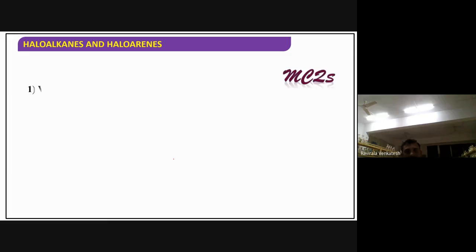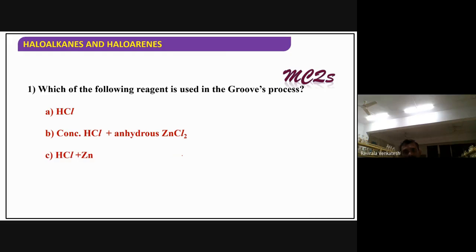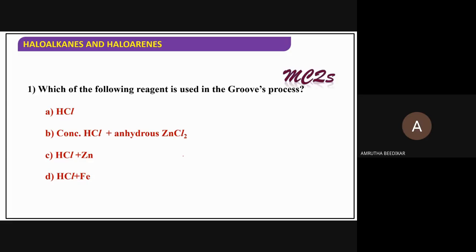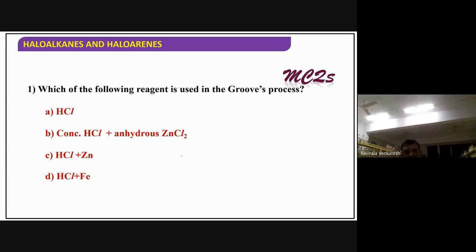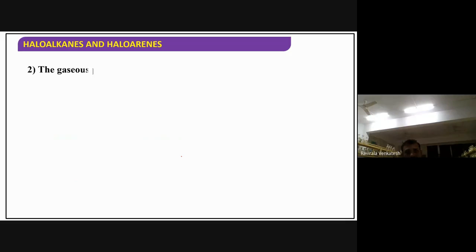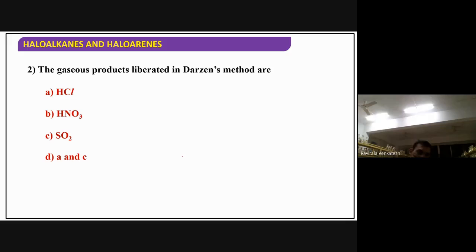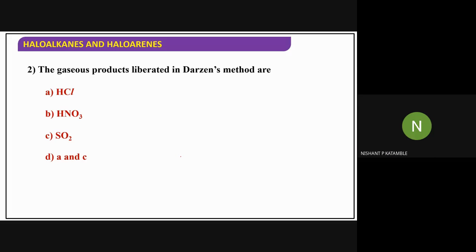Next we'll see iodides also, but we'll see that later. Which of the following is the reagent used in the Groves process? Which reagent are you using? Option B: concentrated HCl plus anhydrous zinc chloride. Right. Now tell me the answer for this one. A and C, or A and D. Both are removed.